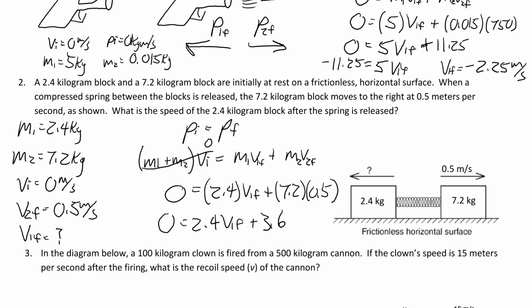It's going to be negative, but how fast is that going to be? So again, you subtract by 3.6 on both sides. I'll write it over here. Negative 3.6 is equal to 2.4 V1F. Now you're dividing by 2.4, so you get a final velocity. Let me write it over here, so it's on part of the picture. V1F is equal to negative 1.5 meters per second.